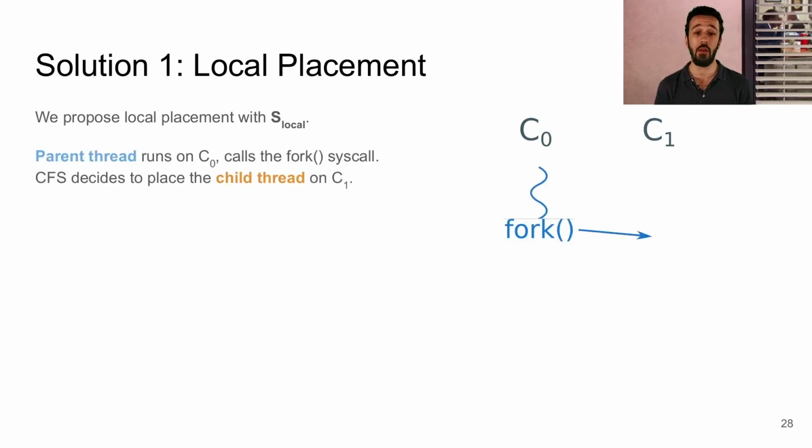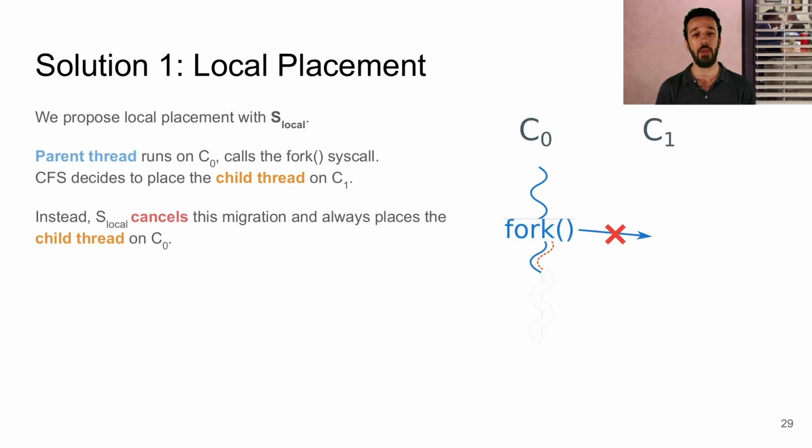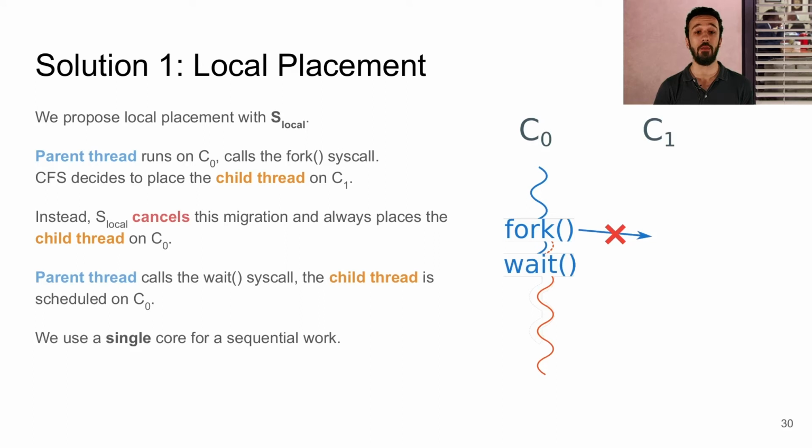As previously, a thread runs on C0, calls the fork system call, and CFS chooses C1 as the destination core for the child thread. Instead of this decision, we force the placement of the child thread on the same core as its parent. For threads waking up, we place the waking up thread on the same core as the waker. We now have a core with two threads, C0, and the core that remains idle, C1. In the good scenario, the parent thread quickly blocks and the child thread is scheduled. A single core is used for this sequential work, problem solved.